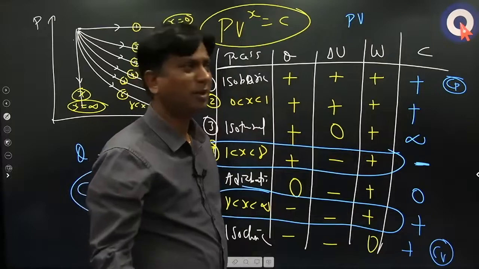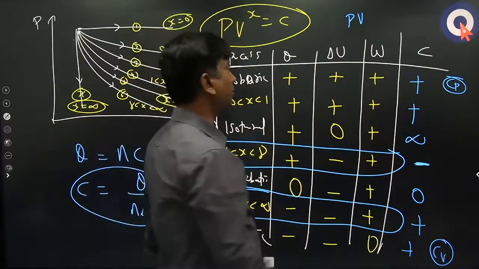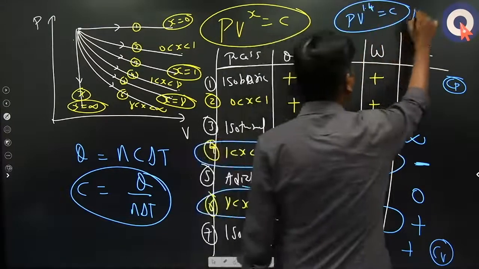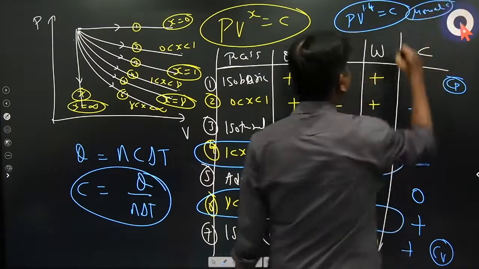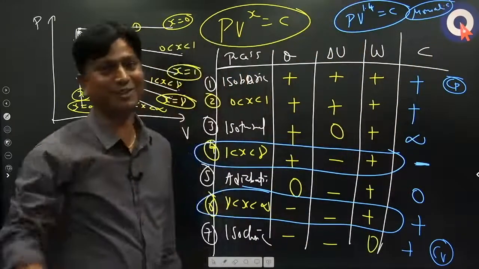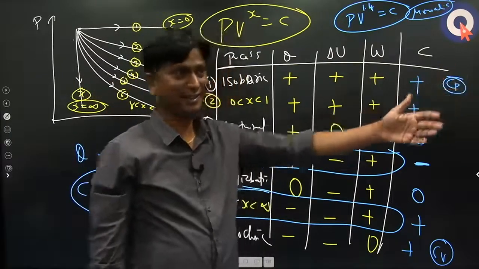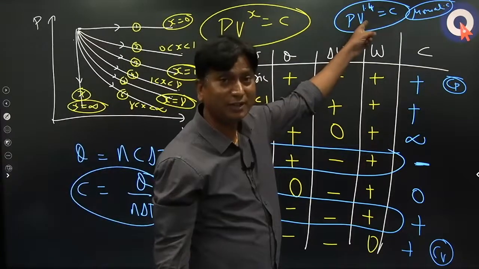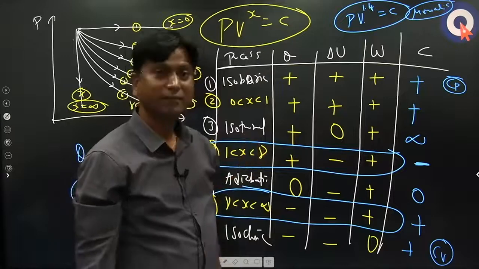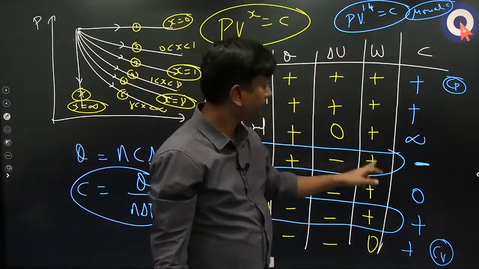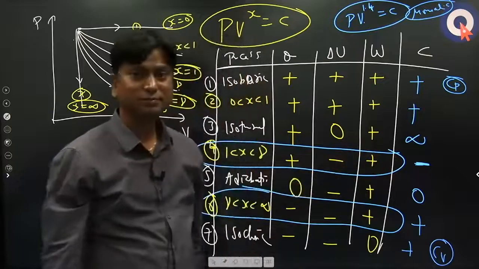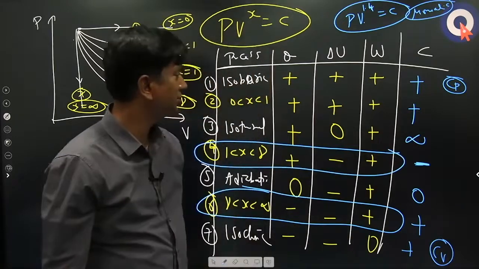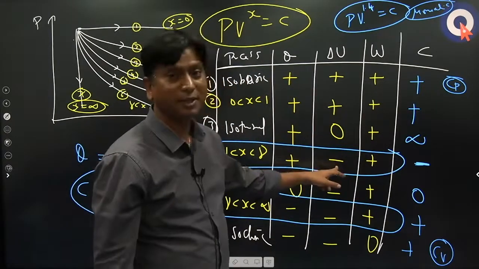Okay, 1.66. Right? They will give you something like PV power 1.4 is equal to constant. For monoatomic gas expanded according to PV power 1.4 is equal to constant. It is expanded, right? So it's expanded means volume will increase. Okay, and is the value of X less than gamma? Yes. And greater than 1? Yes. Right. So here it is expanded, so work done is positive. Right. And what is Q and what is delta U and what is C? Immediately you can tell that even though it is expanded, its temperature will decrease.